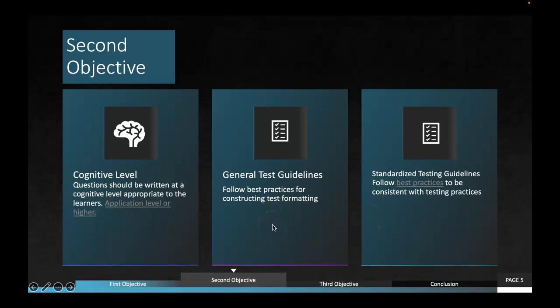Secondly, the next thing that you want to consider are general test guidelines for following best practices. We're going to talk about those specific things later on as we go through the steps of test construction. The third thing that you want to consider are standardized testing guidelines following those best practices. So what are the best practices for NCLEX testing, for example?